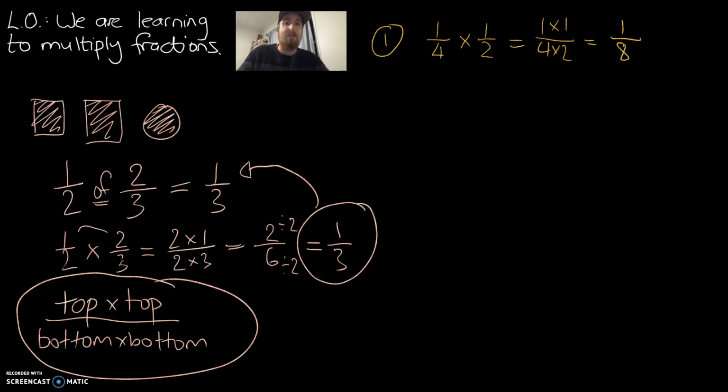So nice, really good, really, really good. Let's have a look at another question. We're going to do about 4 or 5 of these just to get into the habit of this top times top, bottom times bottom approach. Let's try different fractions. Maybe we've got 1/5 of something.